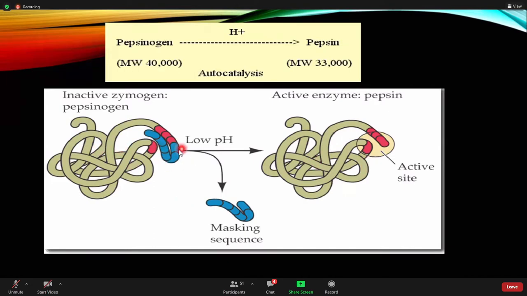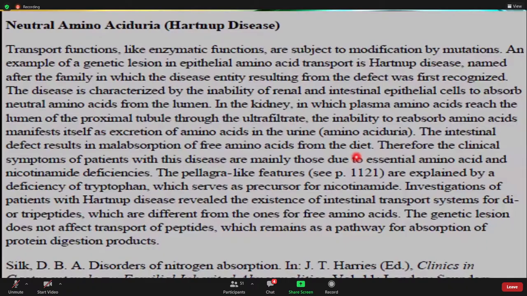It's just cleavage of a certain piece of the peptide in order to expose the active site. وبالتالي الفرق بين الانactive والاكتف انه بكون المكان تبع الاكتف سايت مغطى, and when we have an acidic condition it will be cleaved to have the active one. This is just an illustration of how we activate enzymes.